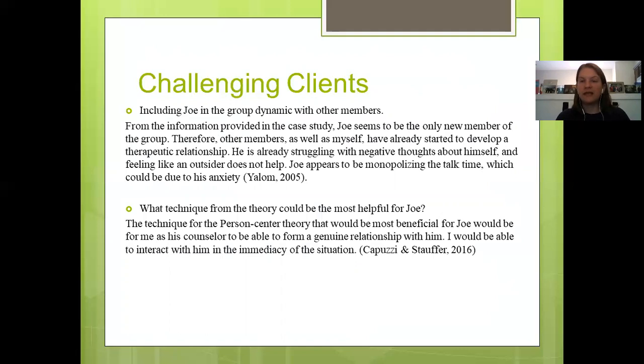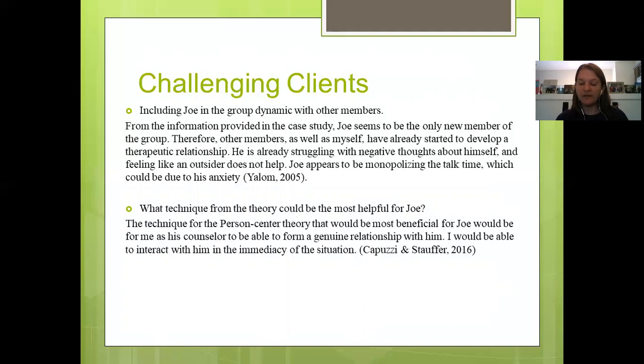Now, the group dynamic. Joe appears to be a new member of the group, whereas the other members appear to have been already working together and have already started to develop that therapeutic relationship. So Joe is feeling more like an outsider, which can cause him difficulty interacting in the best manner. He also appears to be monopolizing the talk time, cutting people off, talking over them, and not necessarily being respectful in his body language and verbal language.